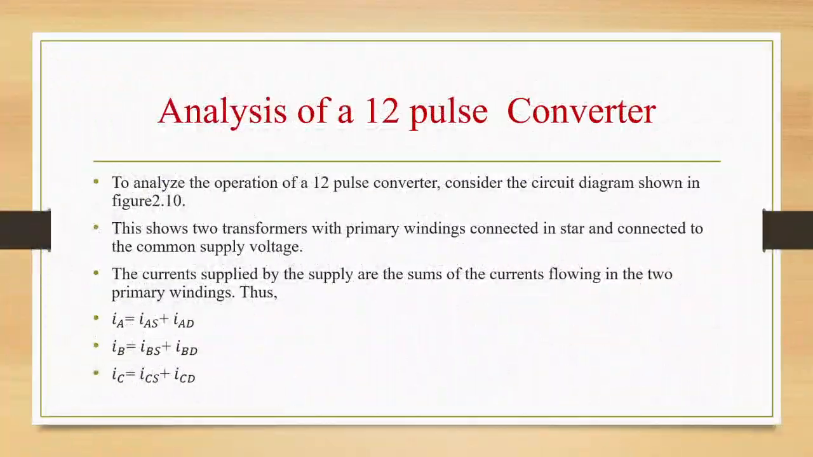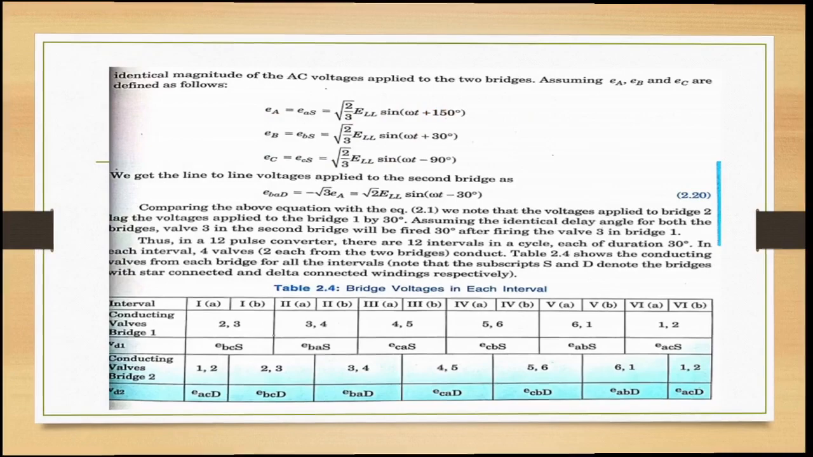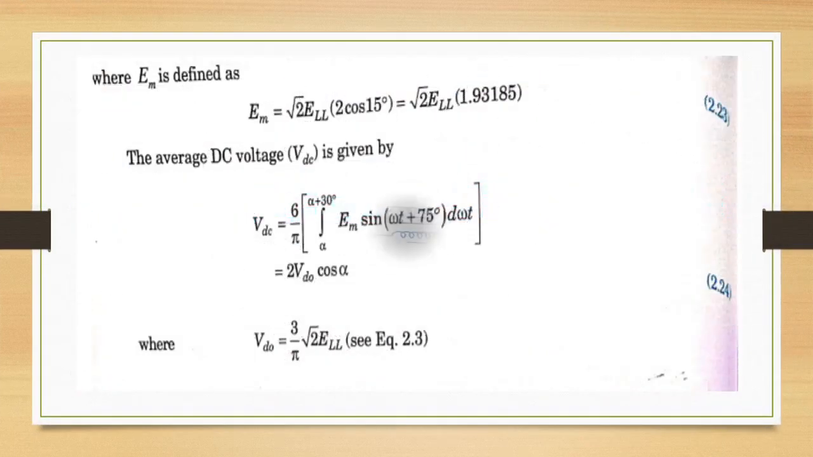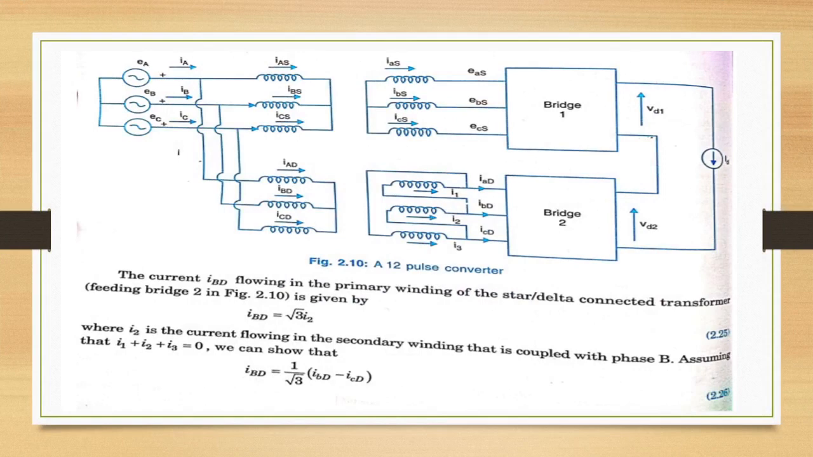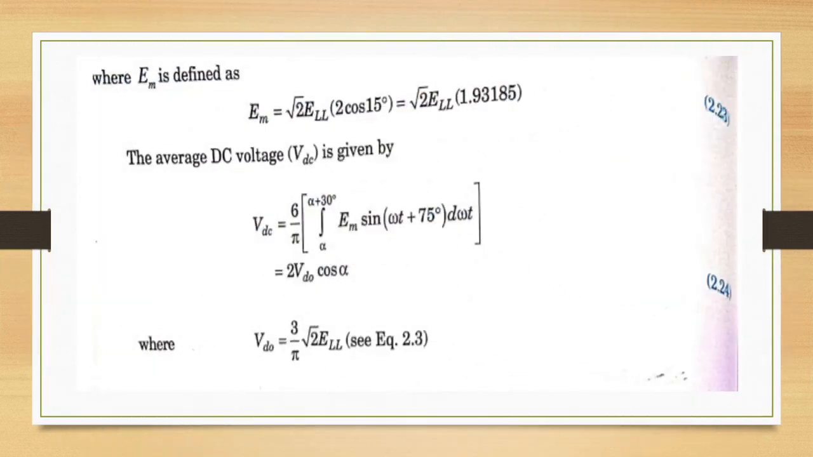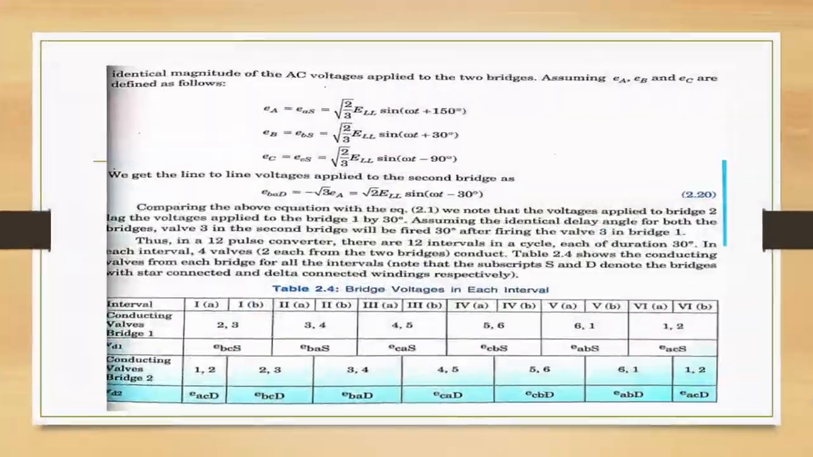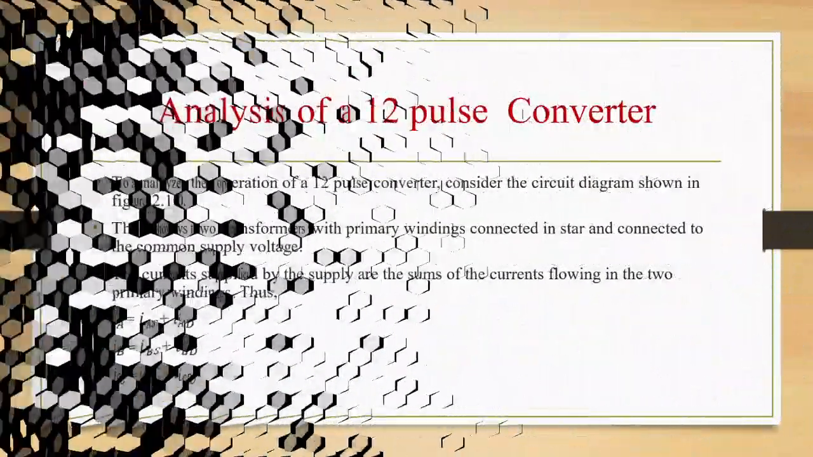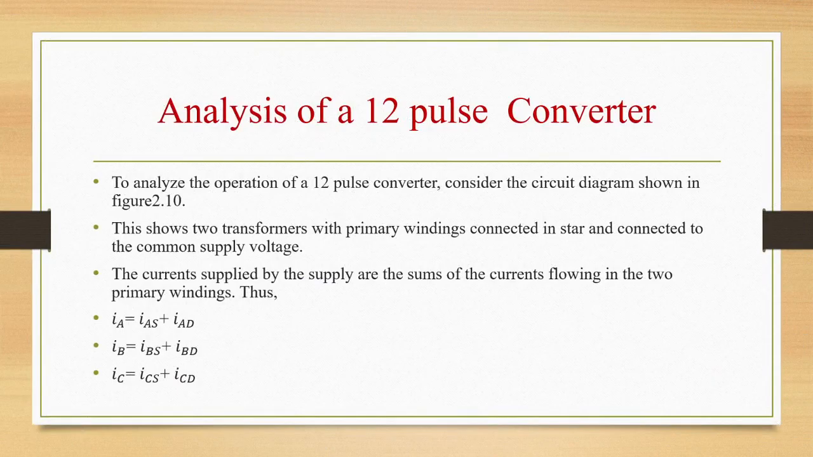To analyze the operation of a 12 pulse converter, let us consider a converter circuit diagram as shown in this figure. This shows two transformers with the primary windings connected in star and connected to the common supply voltage. Currents supplied by the supply are the sum of the currents flowing in the two primary windings. So we can write the equations for IA, IB and IC as IA equals IAS plus IAD, IB equals IBS plus IBD, IC equals ICS plus ICD.